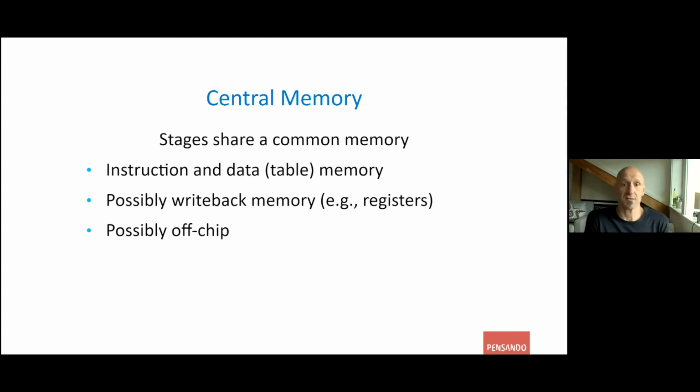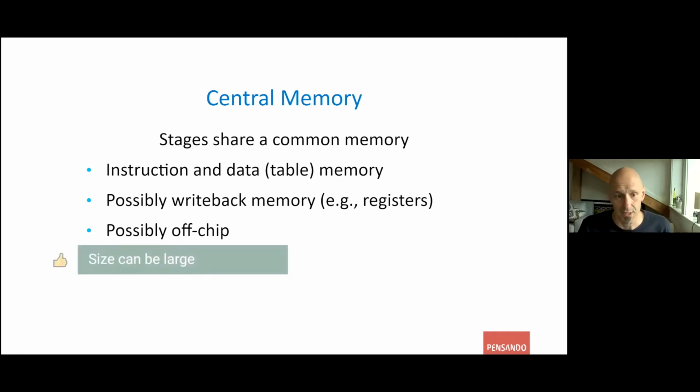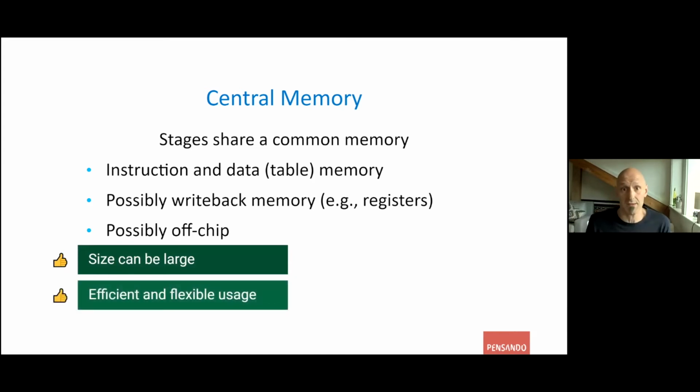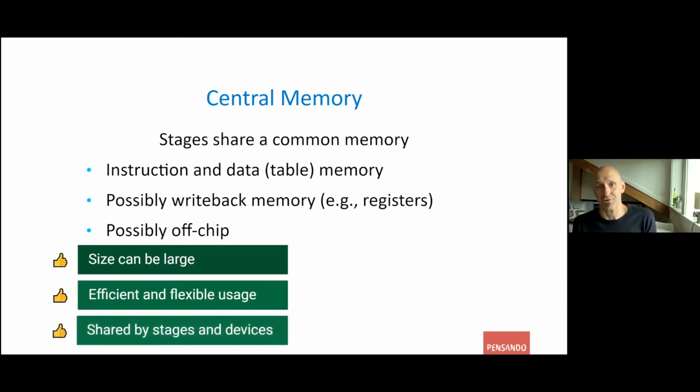On the other side of the spectrum is a common memory that's shared across all stages. And, again, we can use it for data and instructions, and it can be writable. It can also be off chip, so it can be fairly large. And this is the main advantage, one big advantage. Another advantage is that we are going to be able to use it flexibly, because at this point, if a stage uses little memory, whatever memory is not used by that stage can be used by others. And because it's shared, data can be shared easily across pipelines, across stages, and across different devices.